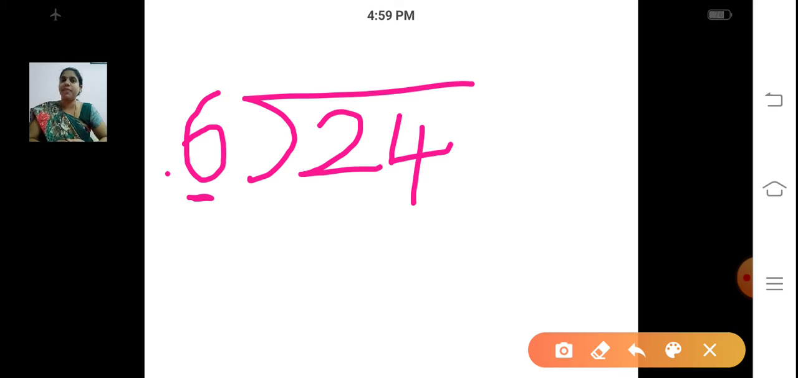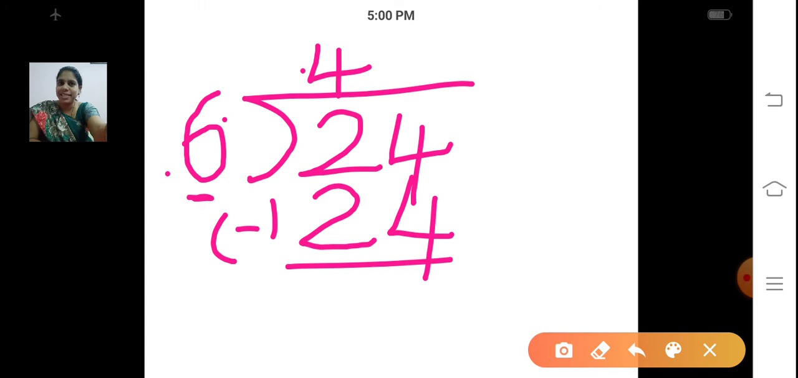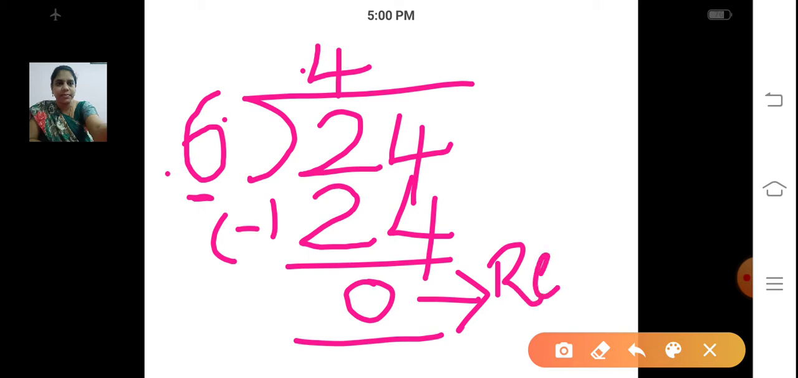Now tell me in 6 table when we will get 24? Some numbers we cannot get exactly, so we'll just see here whether we are getting or not. So in 6 table, 6 4s are 24, isn't it? When you multiply these two numbers, what answer you'll get? 6 4s are 24. Where you have to write? Below this dividend. Write down below this dividend 24. And now next step is subtract these two numbers, 24 minus 24. What is the answer? You will get the answer as 0. And this is called as remainder. So here the remainder is 0.